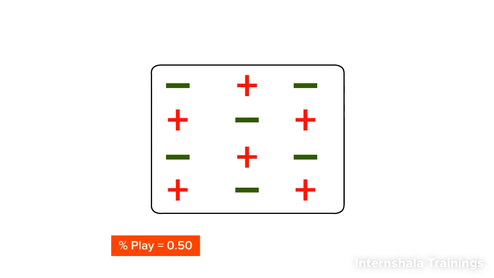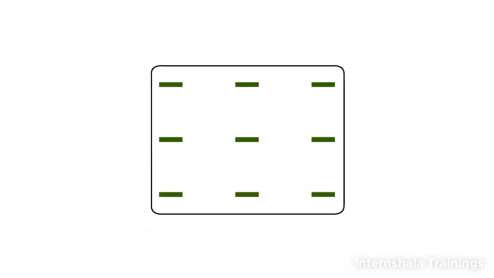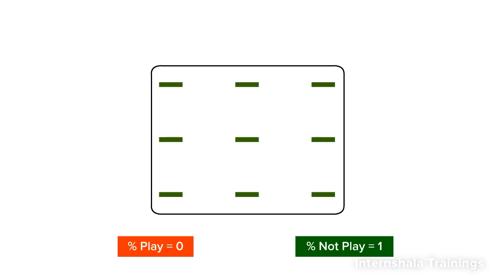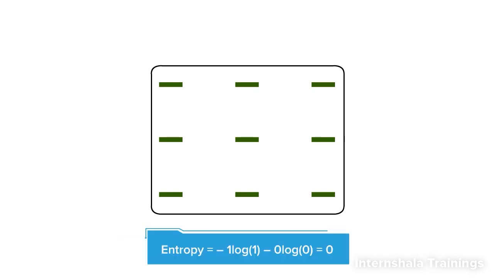Here, the percentage of students who play cricket is 0.5 and the percentage of students who do not play cricket is also 0.5. As log of 0.5 is minus 1, the entropy for this node will be 1. Let's consider one more node. You can see it as a pure node as it only contains a single class. Percentage of students who play cricket in this case is 0 and those who do not play is 1. So after applying the formula on these numbers, we will get entropy as 0.